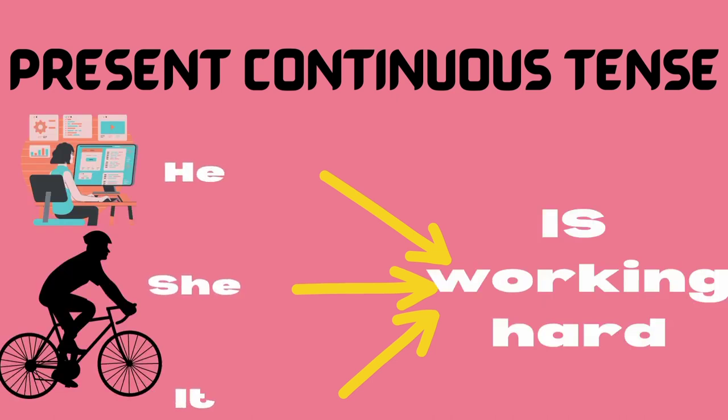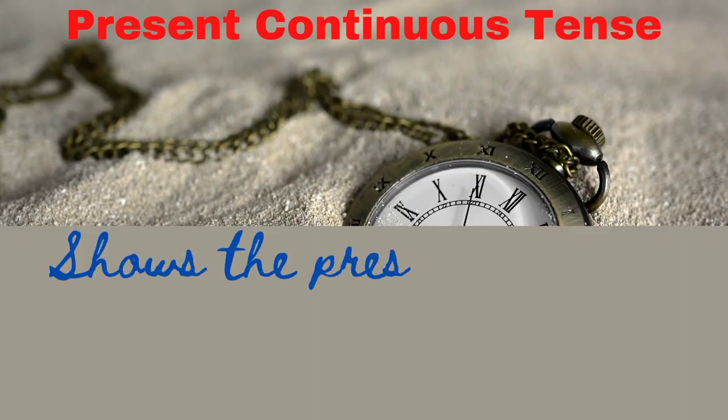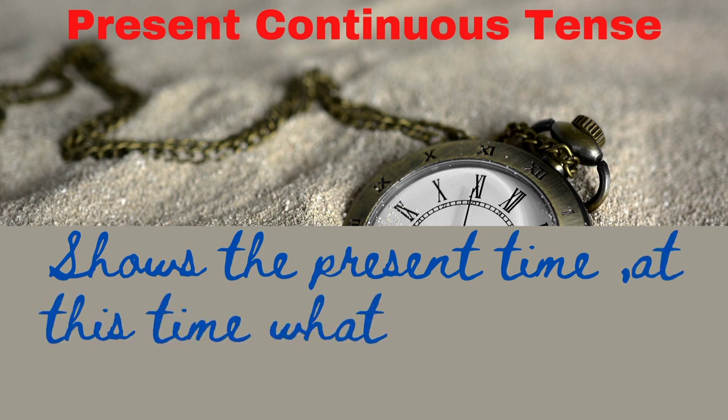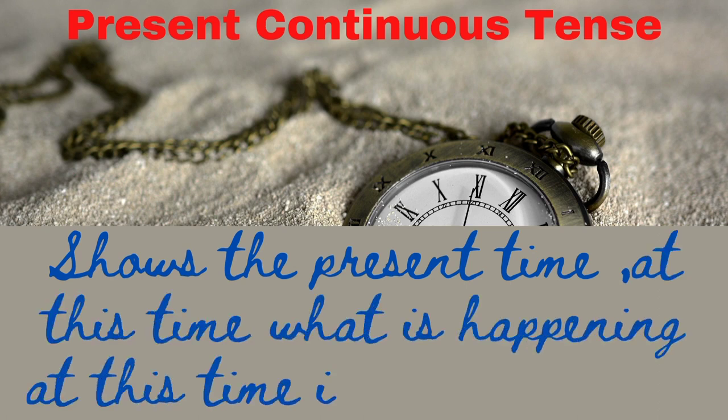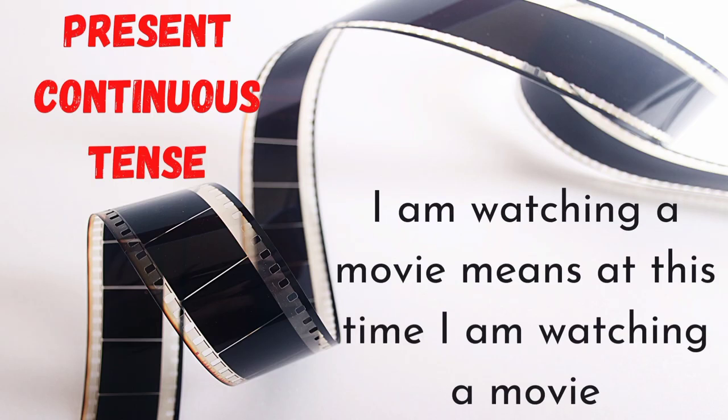Then the third is he, she, it. With he, she, it, we use is. He is working very hard, she is working very hard, it is working. It may be computer, it may be cycle, anything we can talk about, non-living thing. Present continuous tense shows the present time. At this time, what is happening at this time, it indicates that. I am watching a movie means at this time I am watching a movie. So it could be around now.